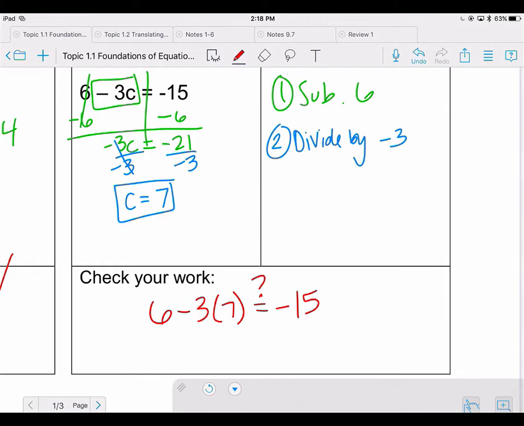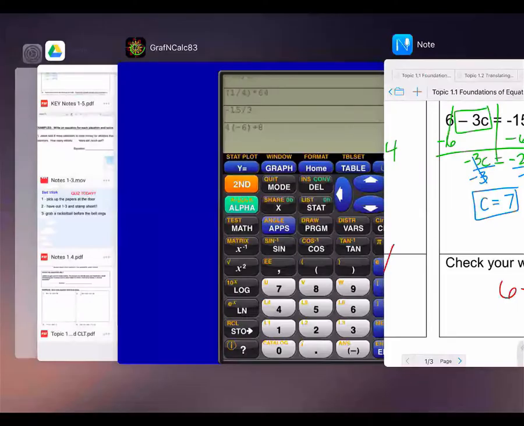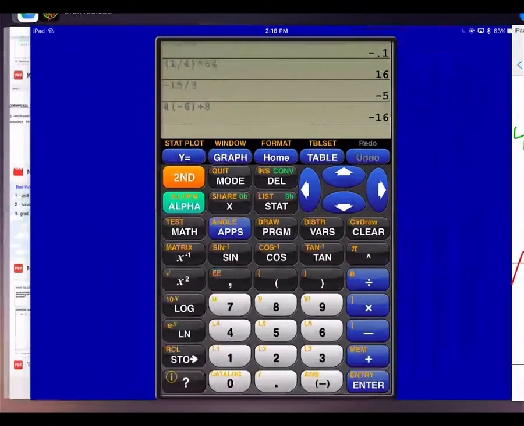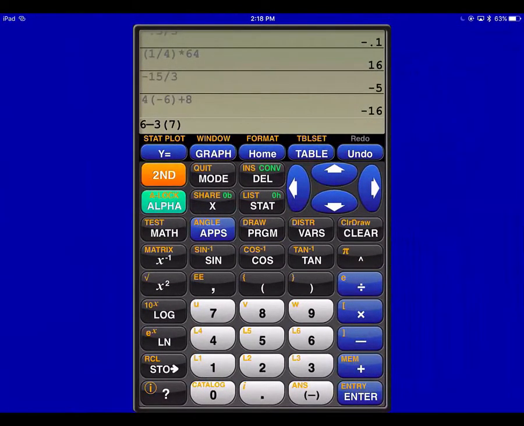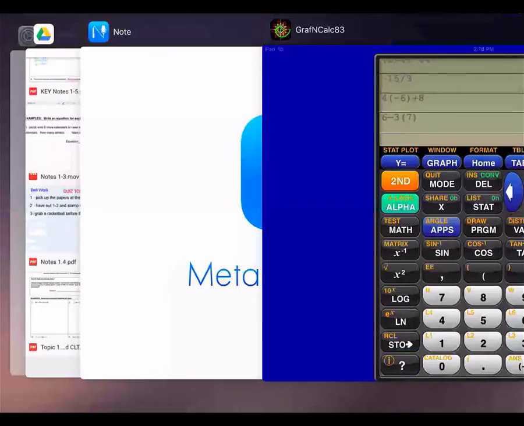So on this one, we have a +7 for c. So we say 6 minus 3 times 7, and that is a negative 15. So again, I got that one correct.